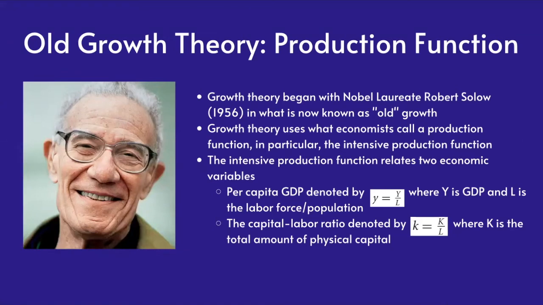The intensive production function relates two economic variables. The first is per capita GDP, denoted by y equals Y divided by L, where Y is the GDP and L is the labor force or population. And the second is the capital-labor ratio, denoted by k equals K divided by L, where K is the total amount of physical capital and L is the same as before, the labor force or the population.